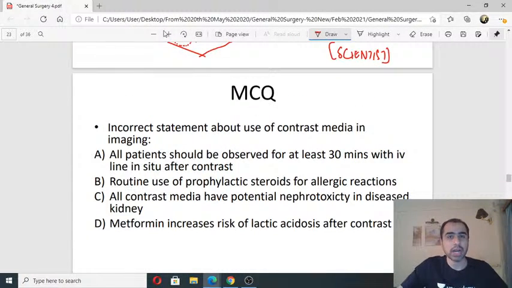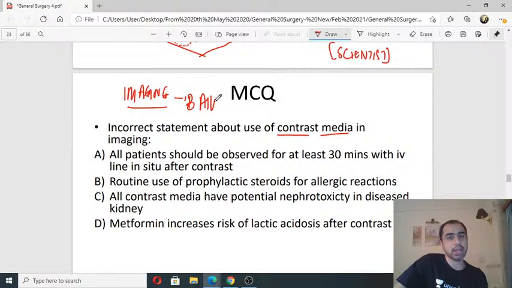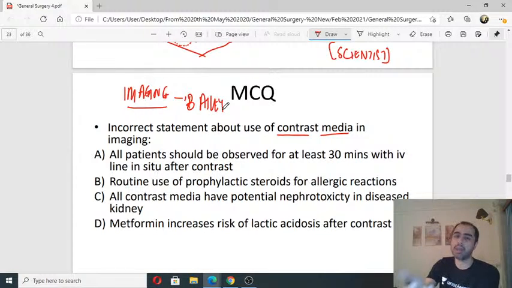Okay, so that was some pediatrics. Now let's do some imaging, basics of imaging. Tell me the incorrect statement about use of contrast media. All of this is from Bailey. There is one chapter in Bailey, section 3, called imaging. Then the chapter after that is endoscopy. We'll do endoscopy tomorrow in our last class on general surgery.